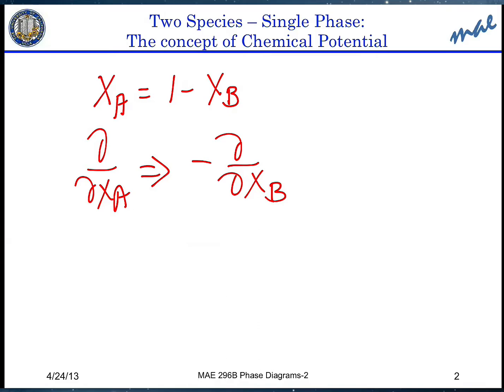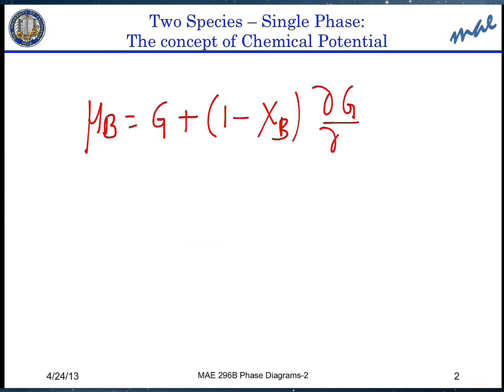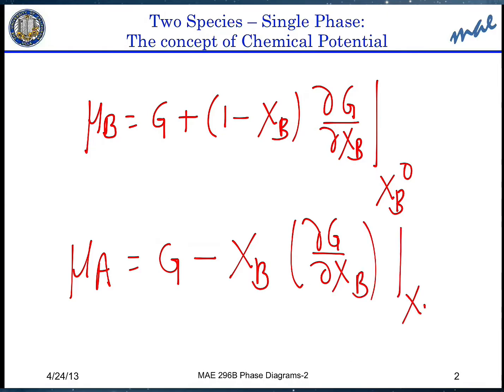If we just do the previous two equations, we get mu sub B is equal to G plus 1 minus X sub B times dG by dx sub B at X sub B 0, and mu A is equal to G minus X sub B times dG by dx sub B at X sub B 0.